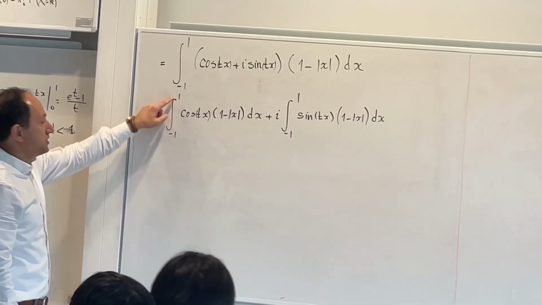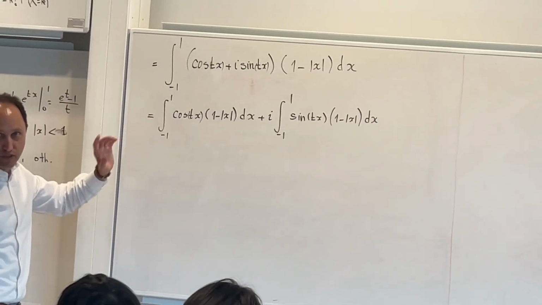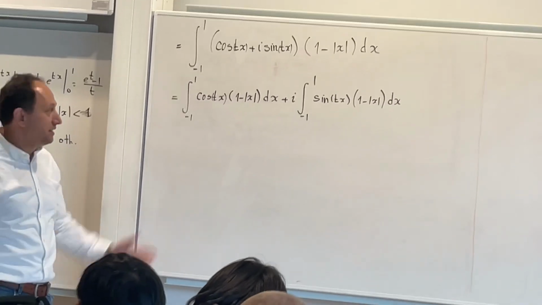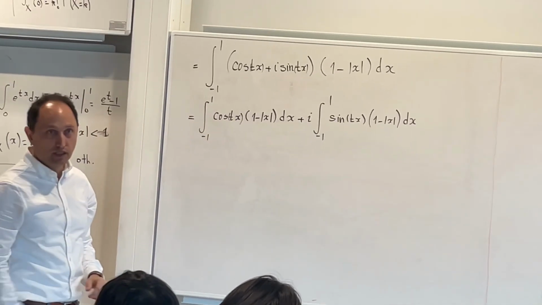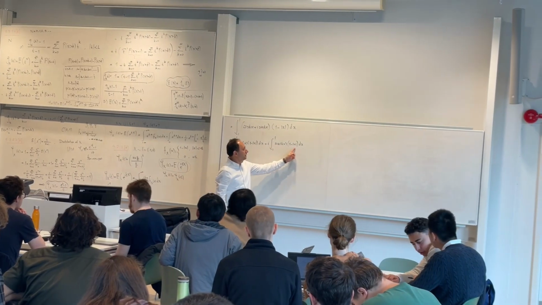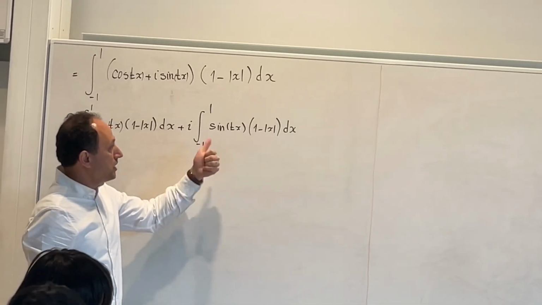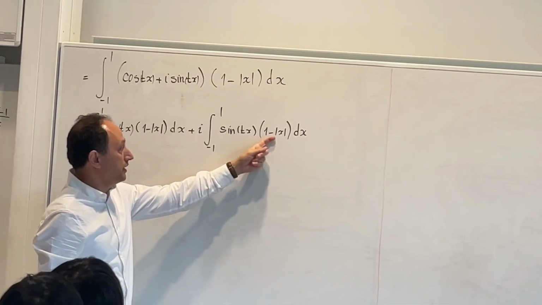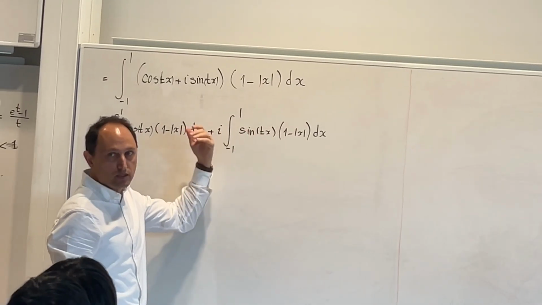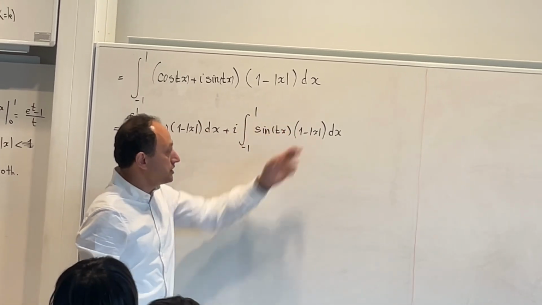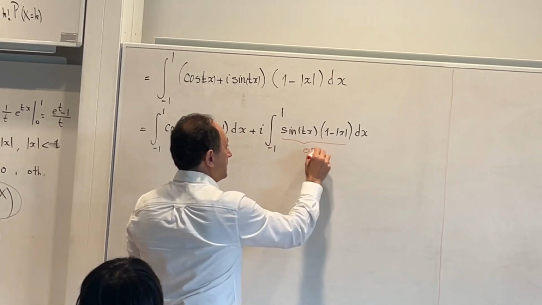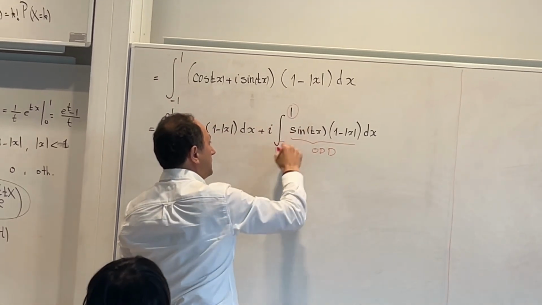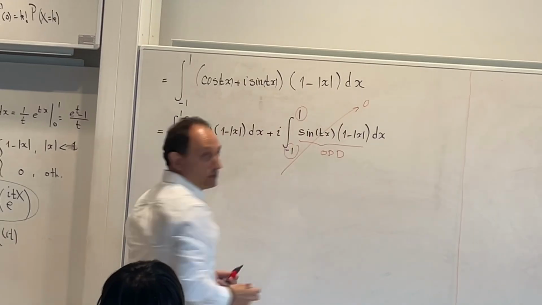Because whenever this is symmetric, you always need to ask one question: is there any way that I can use the parity? Parity means evenness or oddness of my function. For example, what do you think would happen here? If I change x to minus x, this will not be affected, but this will pick up a minus sign. So this function is odd, and this is symmetric. So the answer to this is just 0.